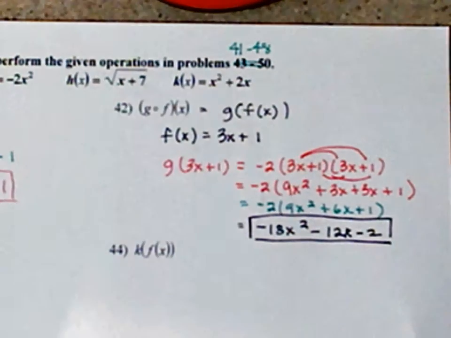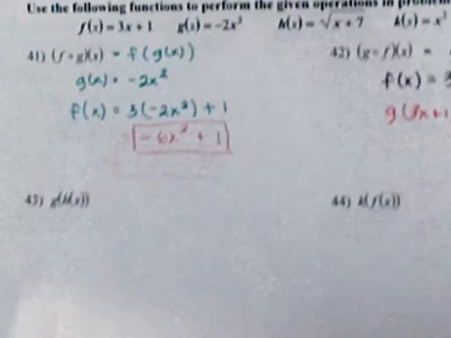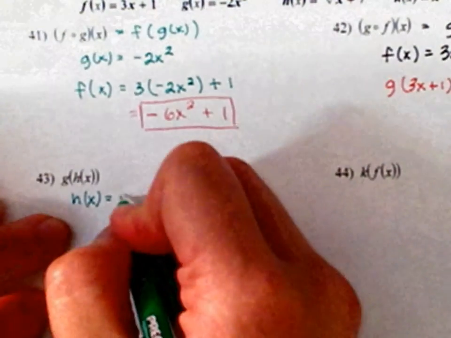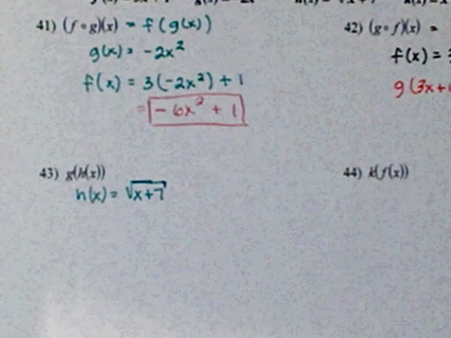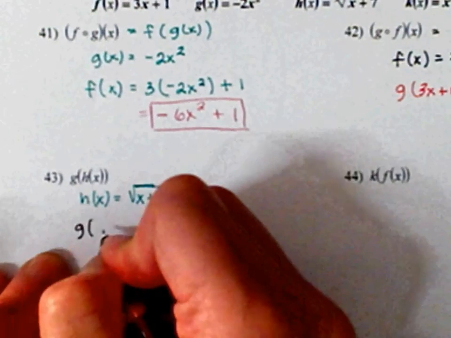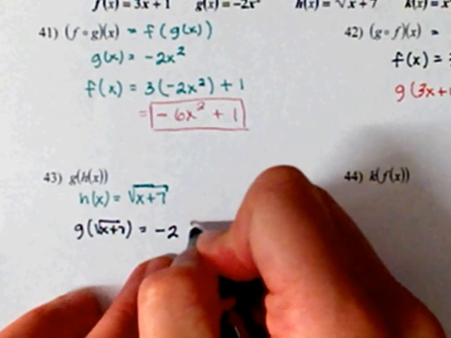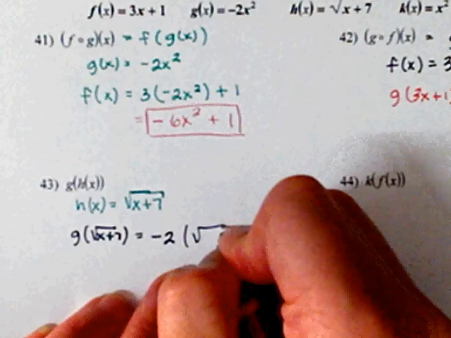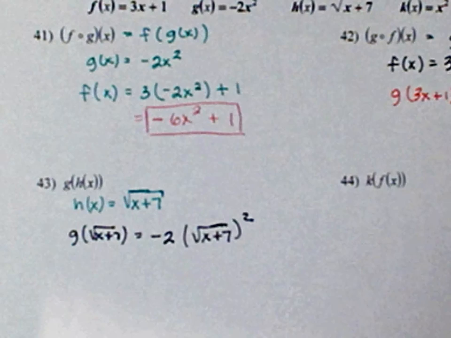That should be next. Number 43. So you have g of h of x. Our h of x is square root of x plus 7. Then we're going to substitute that into your g. So your g is now square root of x plus 7. So now you have negative 2 times your g, which is negative 2x squared. So you're going to have square root of x plus 7 squared. If you want to write it twice, you're more than welcome to.